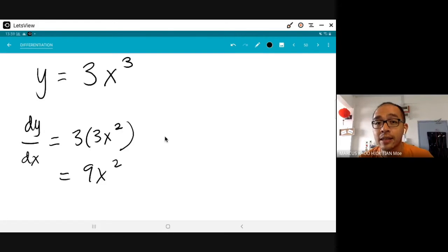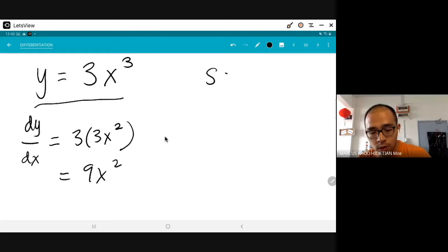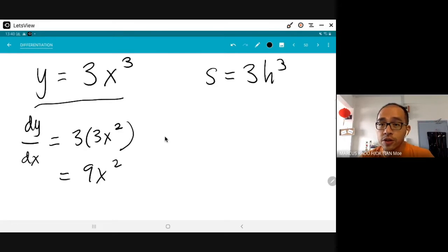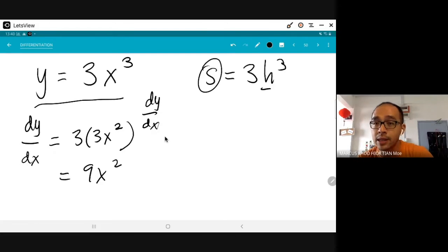So if I change this equation and use other letters that I like, let's say I want to use s equals 3h cubed. sh is Sean Ho. So s equals 3h cubed. If I say, everybody differentiate this equation, you cannot give me the answer dy dx. Where are the y and x here? It doesn't make sense.